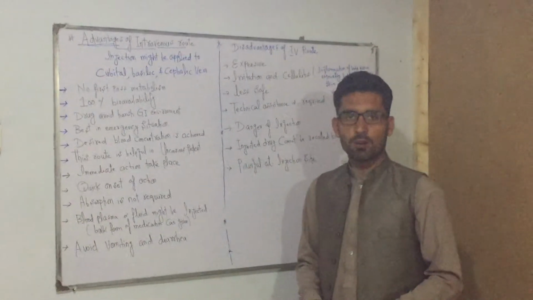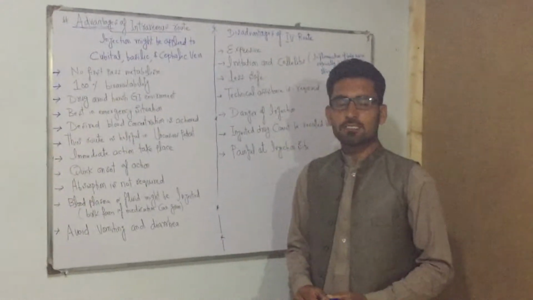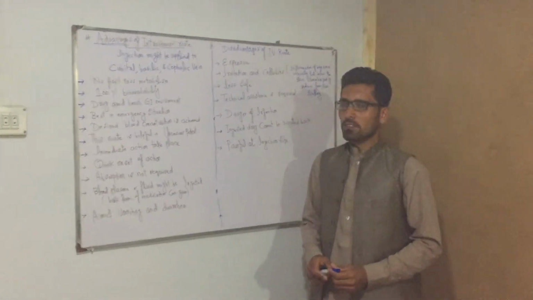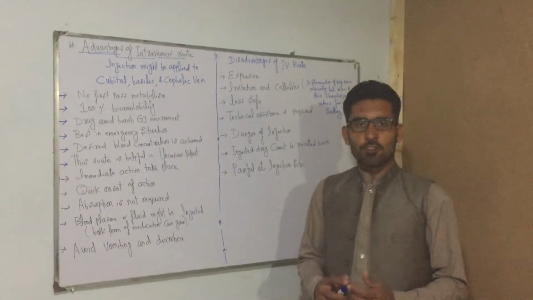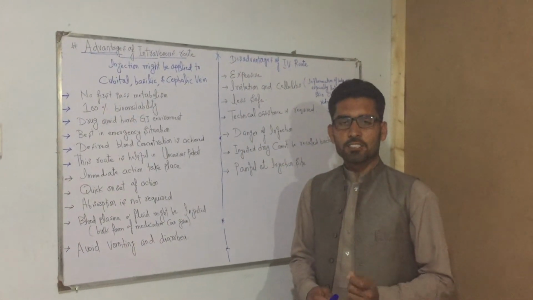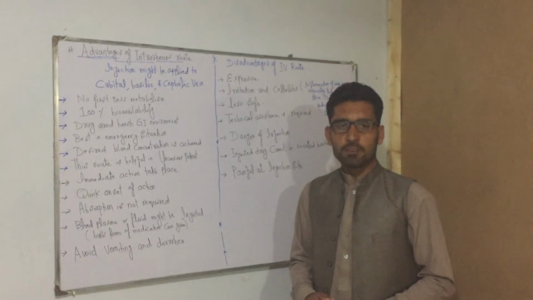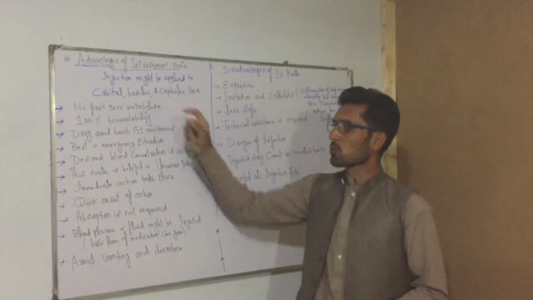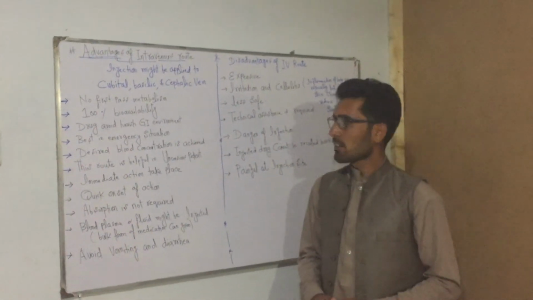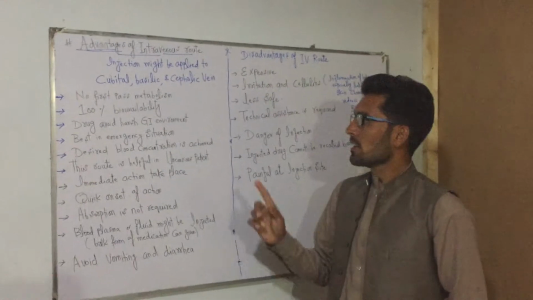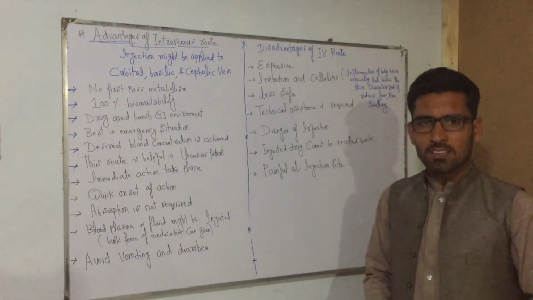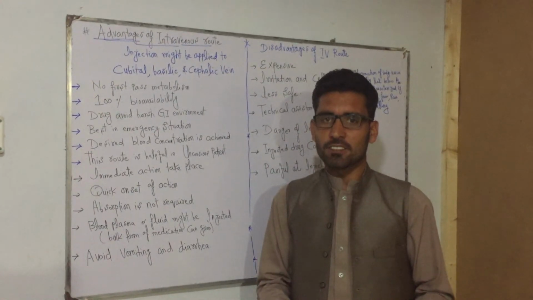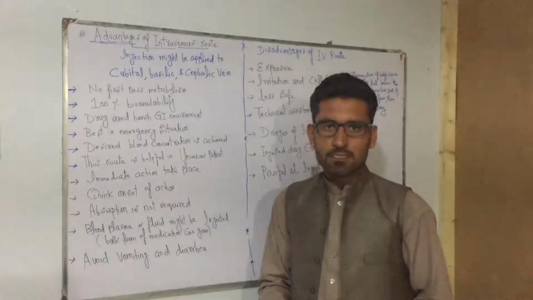Today we have to discuss the advantages as well as disadvantages of the intravenous route. The intravenous route has a lot of importance as far as injection or insertion of medication into the body is concerned. Injection might be applied to the cubital vein, basilic vein or cephalic vein. These are the famous veins in which we most of the time inject drug to reach the systemic circulation.